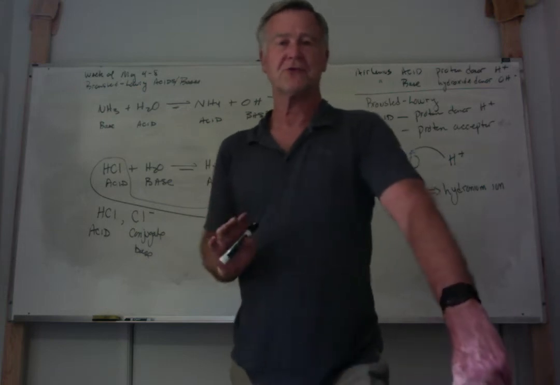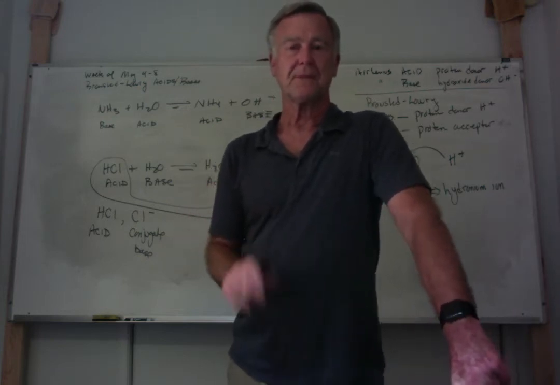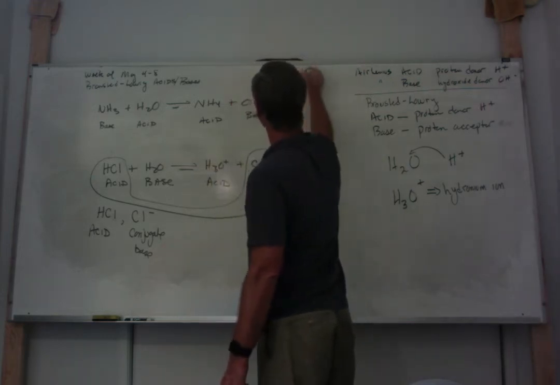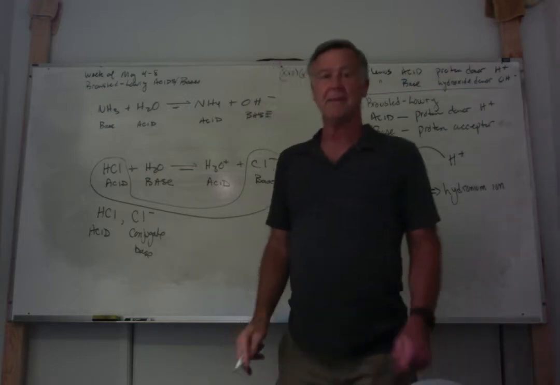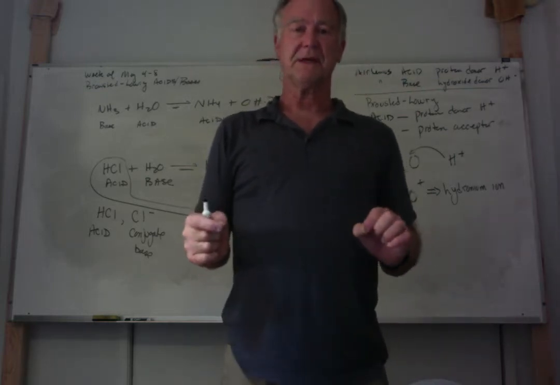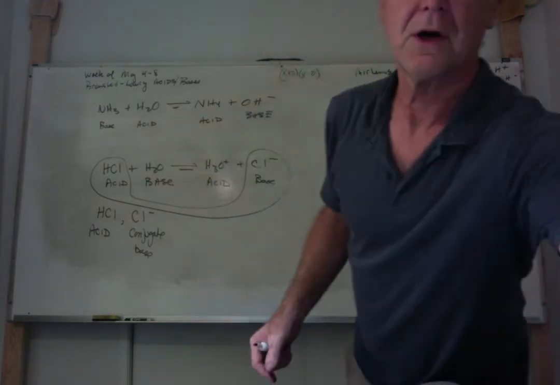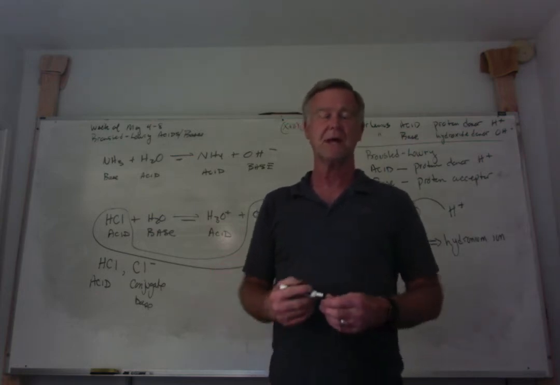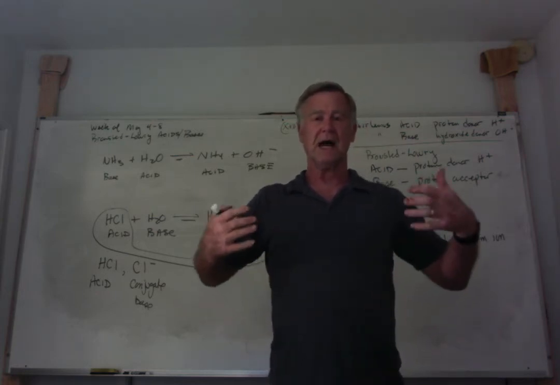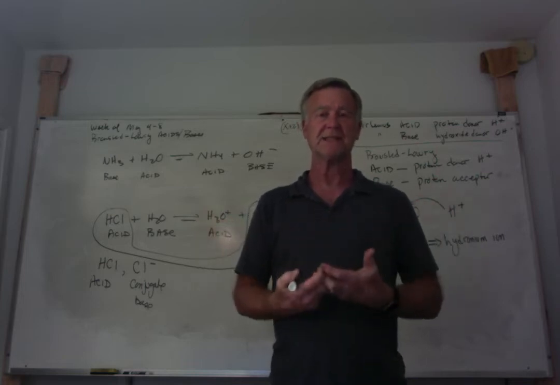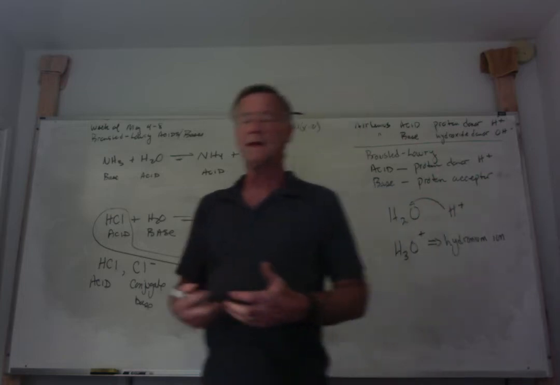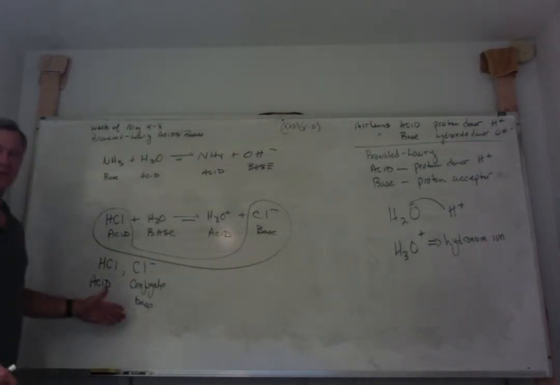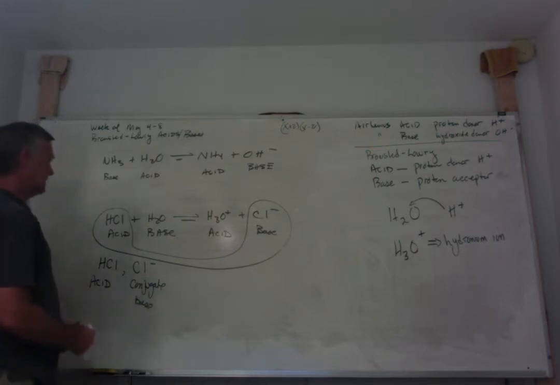The word conjugate is an interesting word. You use it in math. For instance, if I have x plus 2, x minus 2 is called the conjugate. We also use it in language when we conjugate a verb. But the word conjugate has the idea of something which is linked together. In fact, it's the Latin word for being married. The idea is that HCl and Cl minus can't really exist apart from each other. They're linked together almost like they're married.